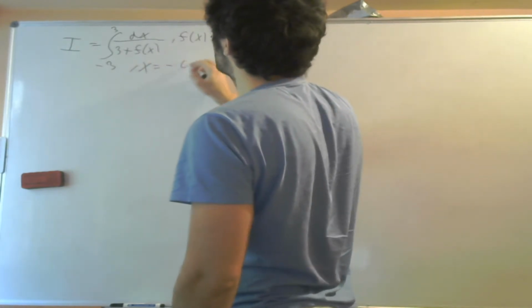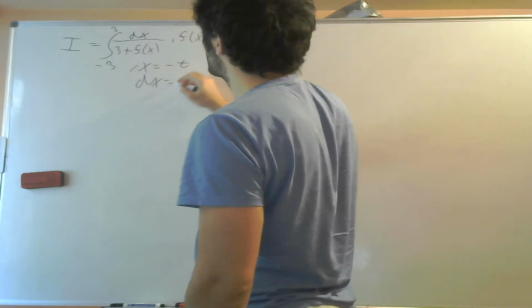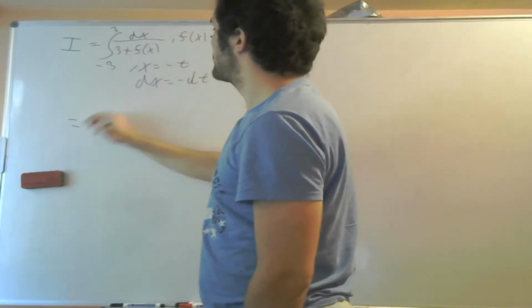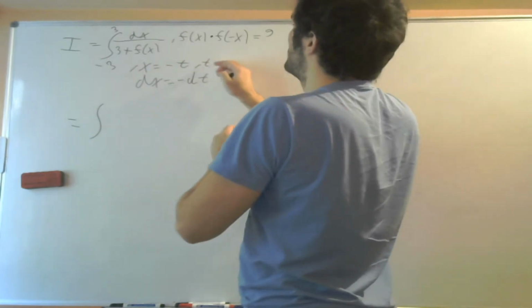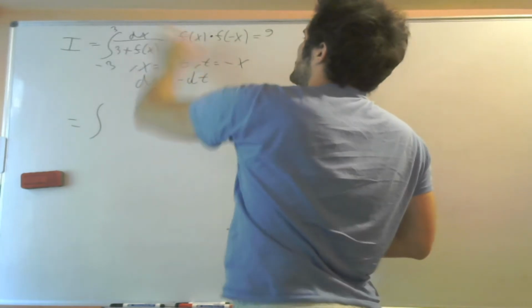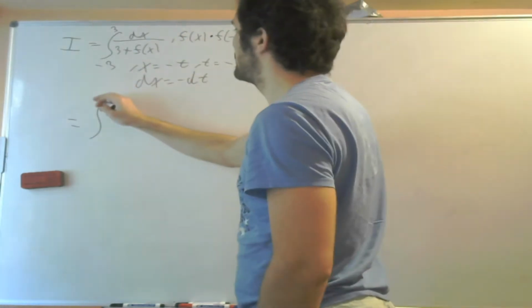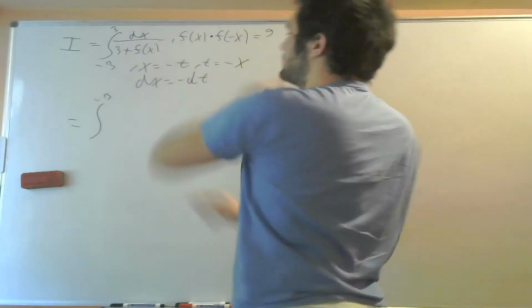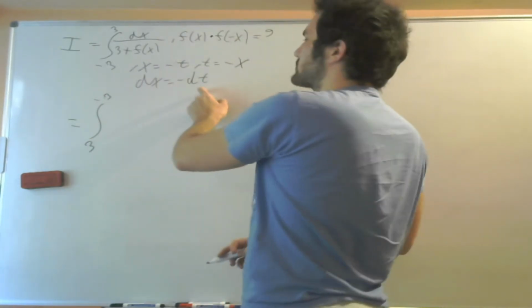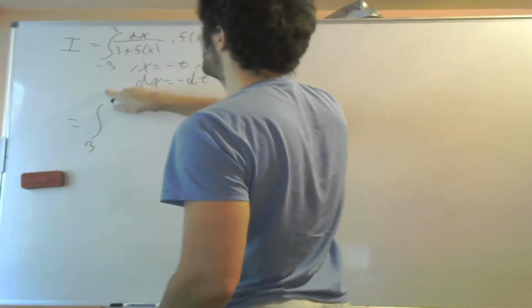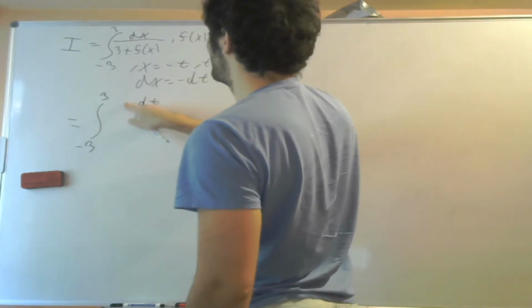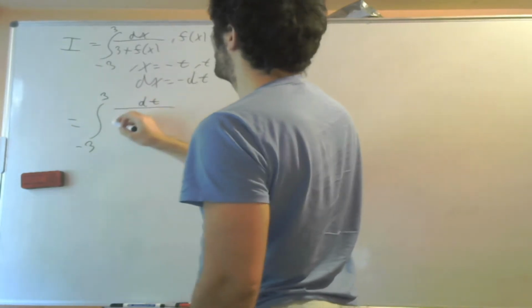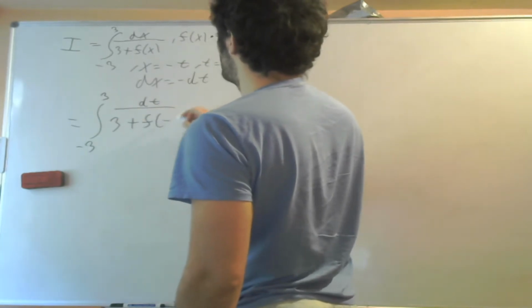x equals negative t, dx equals negative dt, and so our integral goes from, and t is negative x. So when we put 3 here, we will get negative 3, and when we put negative 3, we will get 3. But we will also have a negative sign, so we will flip the boundaries and have the same integral on the same interval, over 3 plus f of negative t. Yeah, that's what we have.